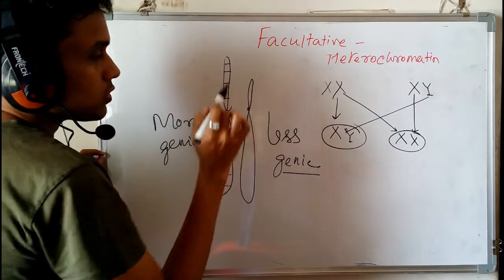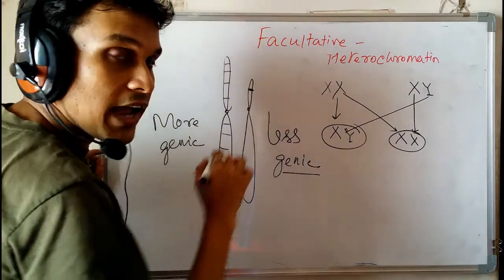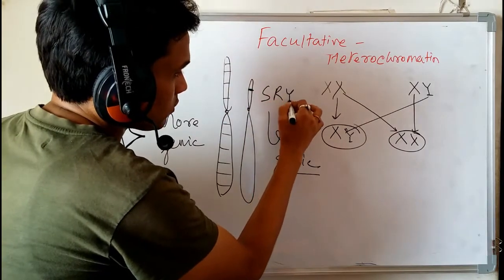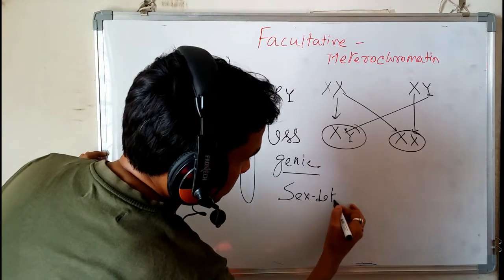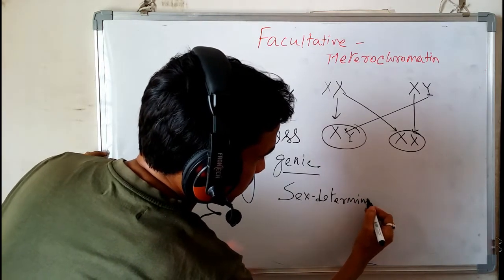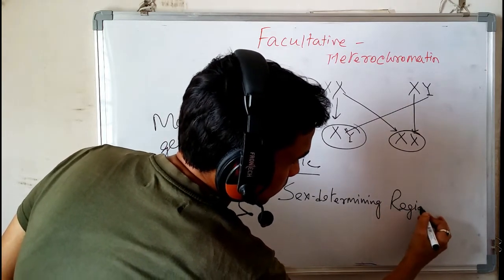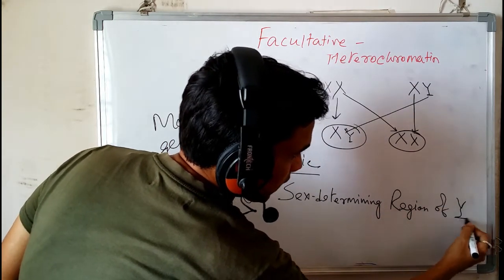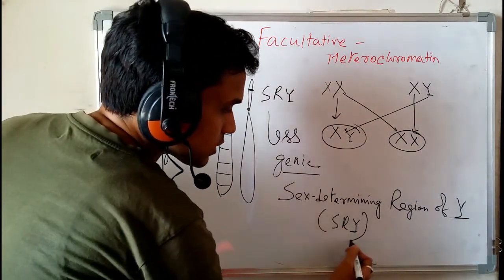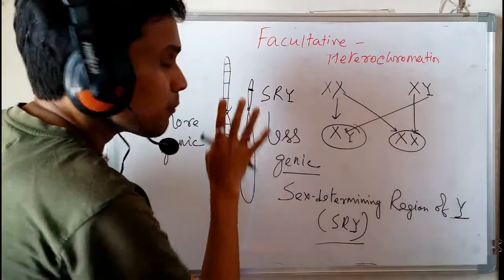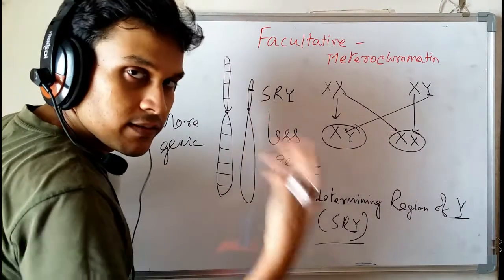One important gene present in the Y chromosome is called the SRY gene. SRY means sex determining region of Y. Because of this SRY gene, we are male. It will provide the maleness of our body, by producing testes and all.